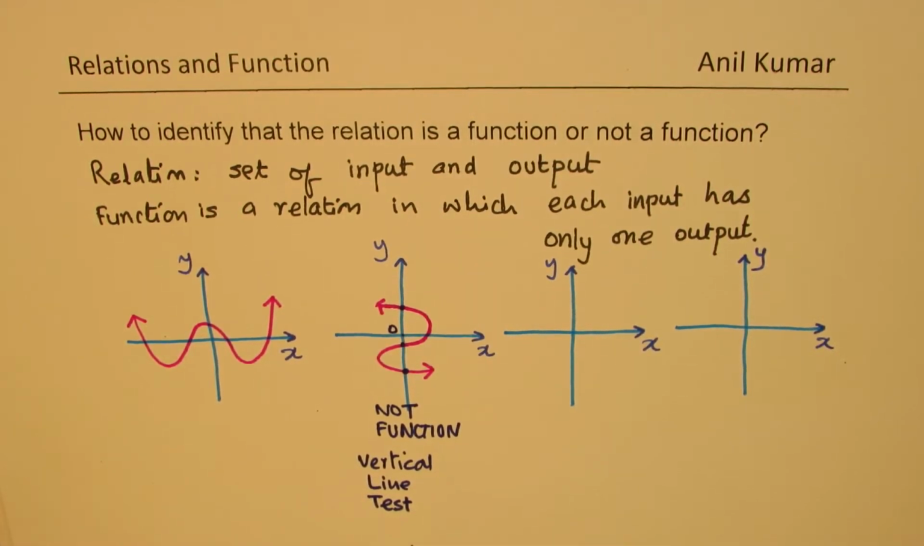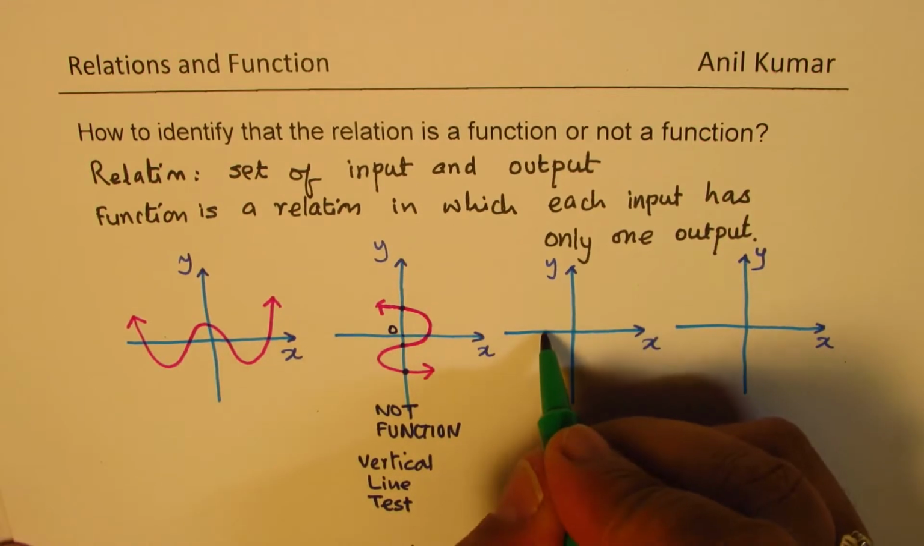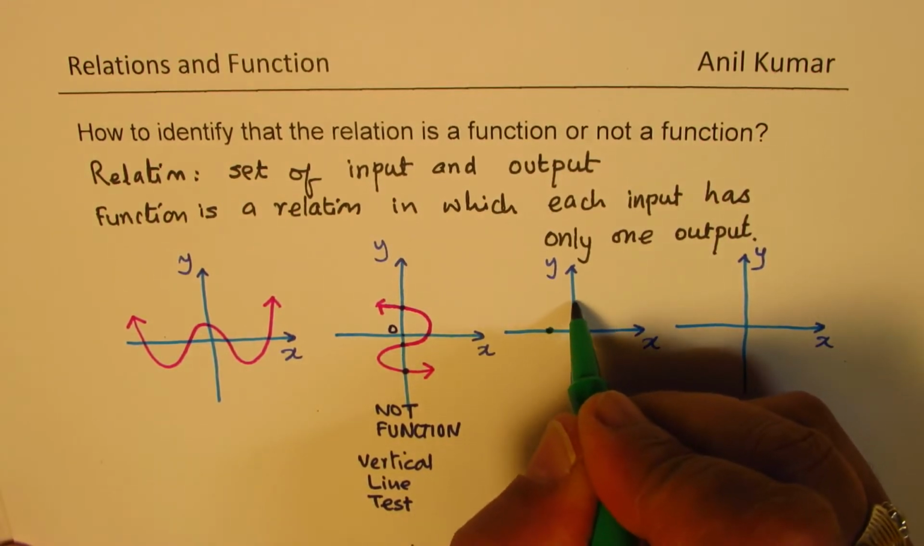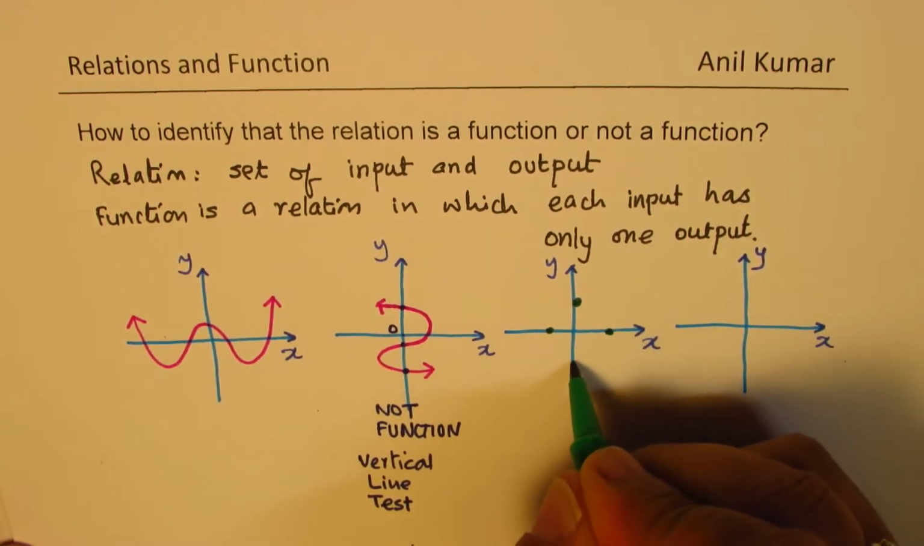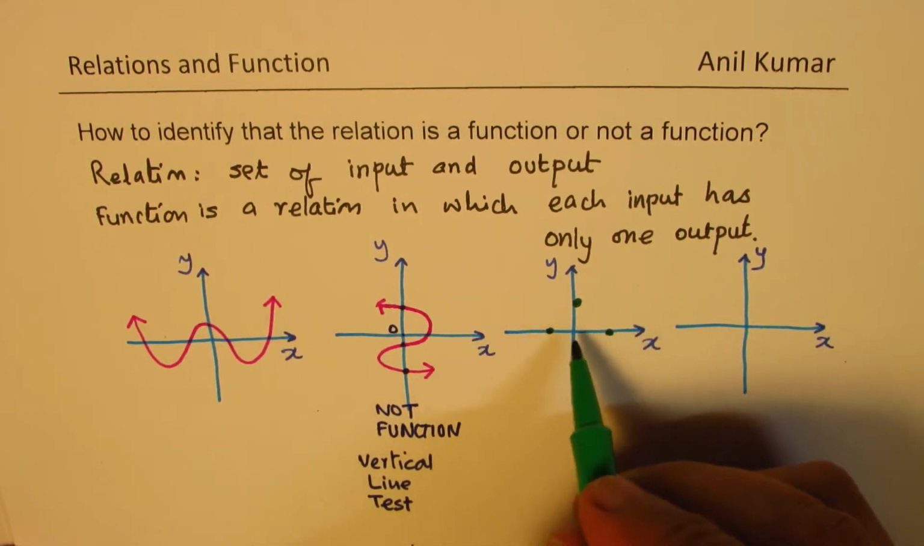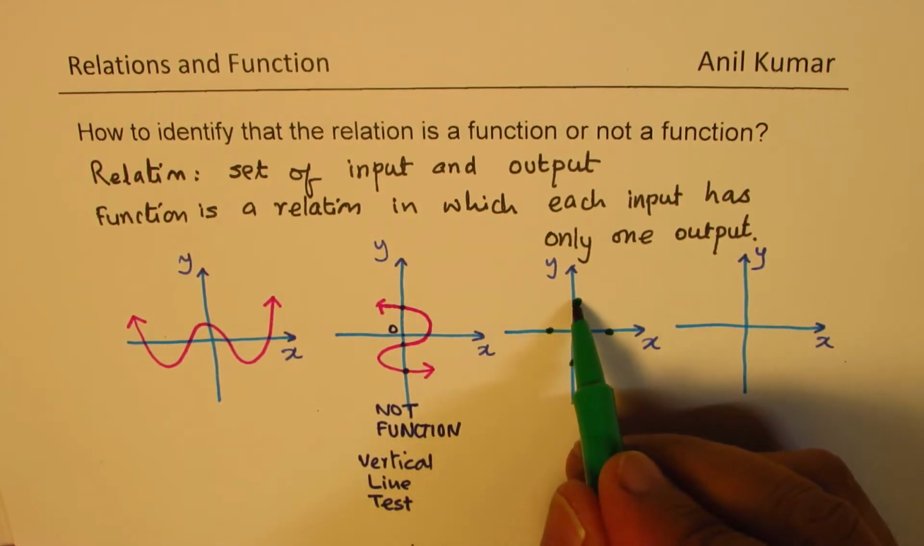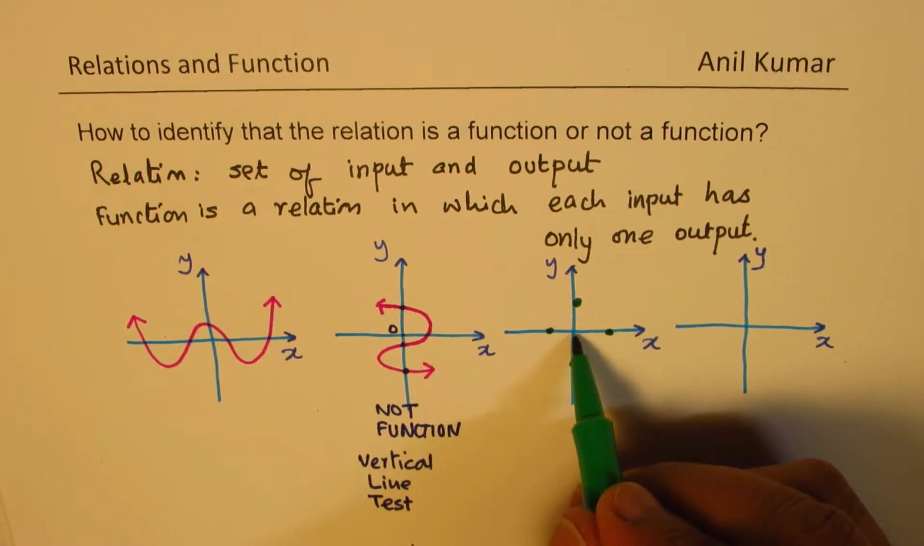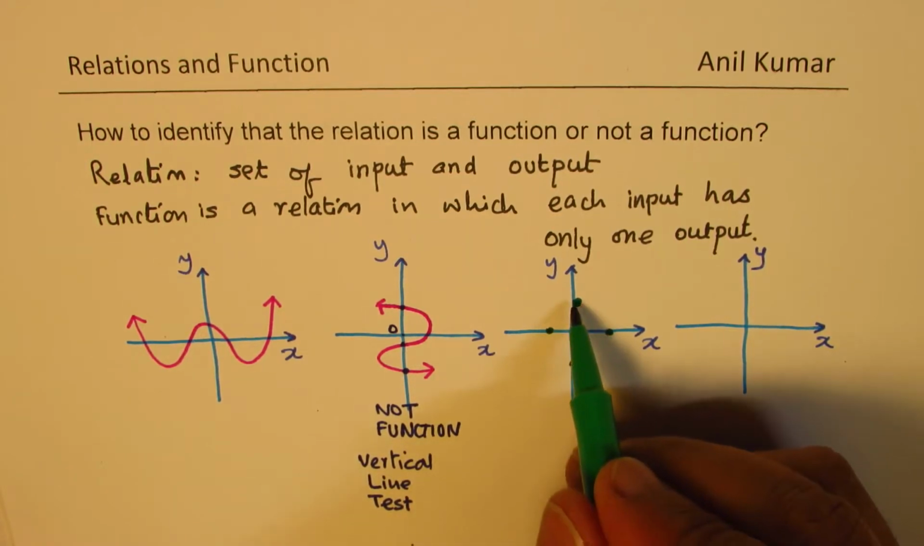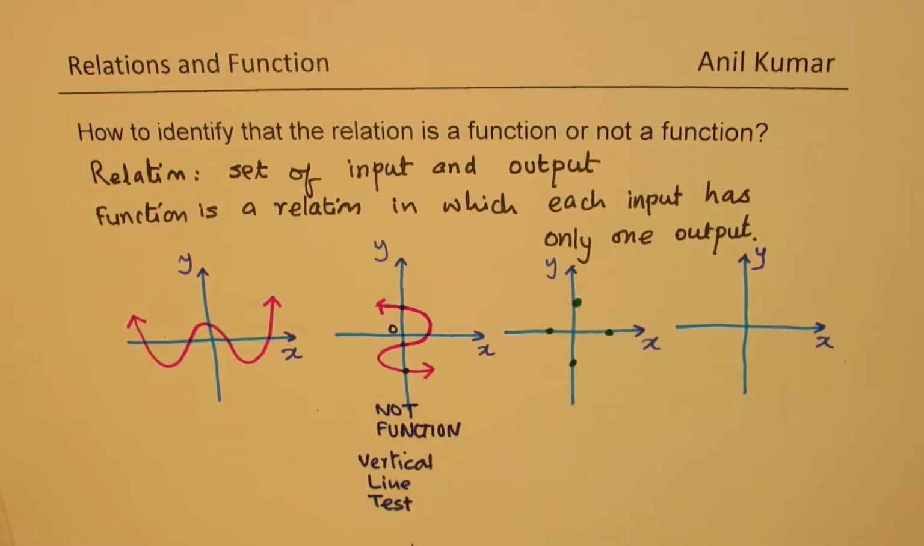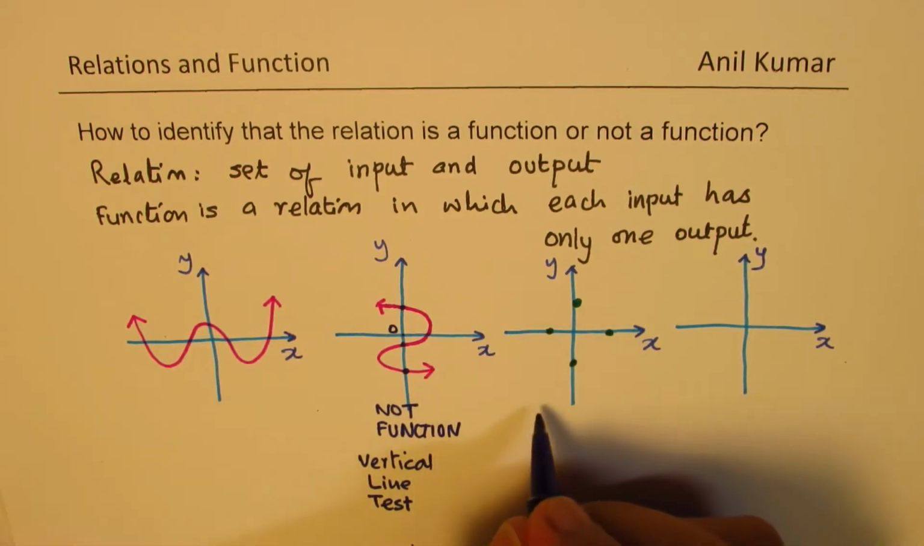Now let's consider a few points, right? If I have points like this, in that case, we have 2 points on the y-axis. For x equal to 0, we have 2 values, and therefore this is also not a function, correct?